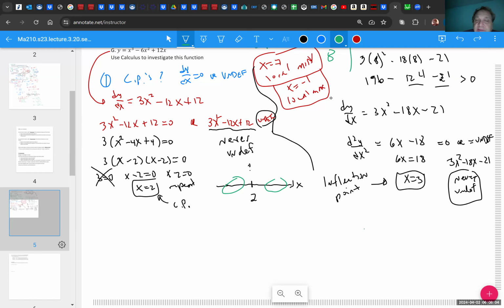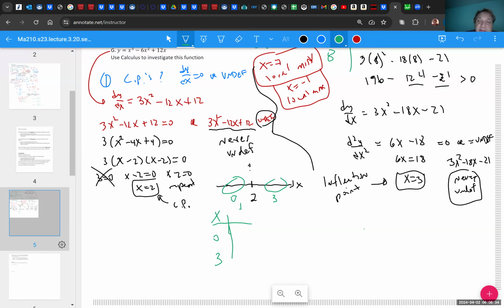All right, fixed. So I can choose 1 because that's to the left. I'm actually going to choose 0. You can choose whatever number you want, but 0 is just easier for me to compute with. And on the right, I'm going to choose something like 3. I'm going to figure out whether the derivative is positive or negative on the interval with 0 in it and the interval with 3 in it. So my test points are 0 and 3.